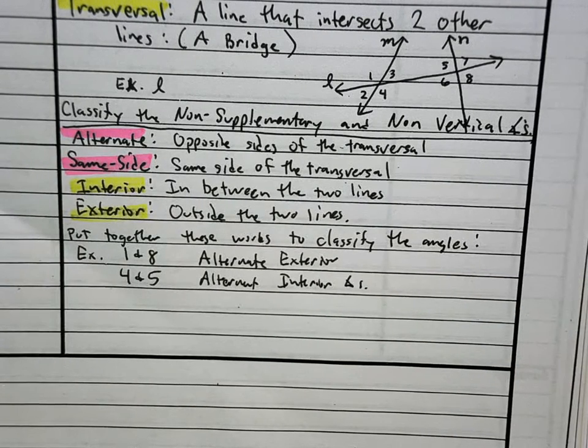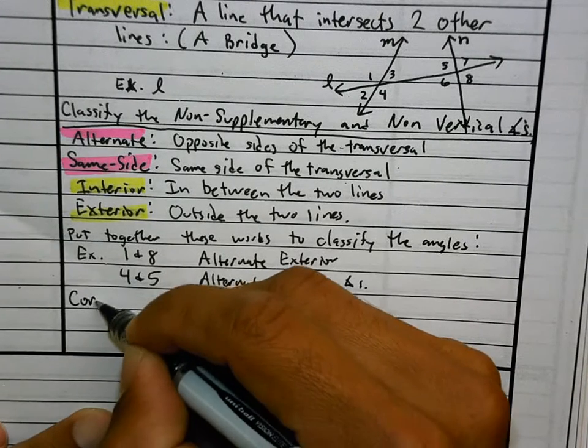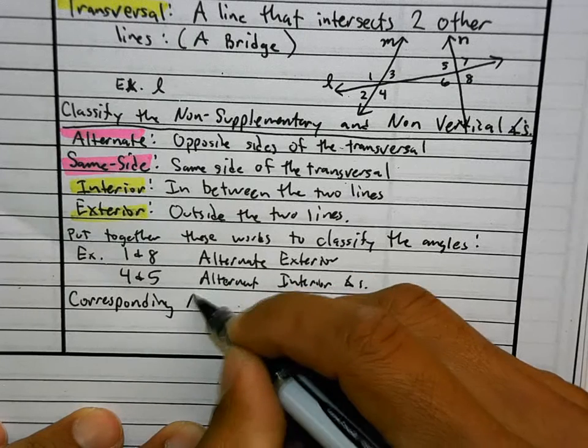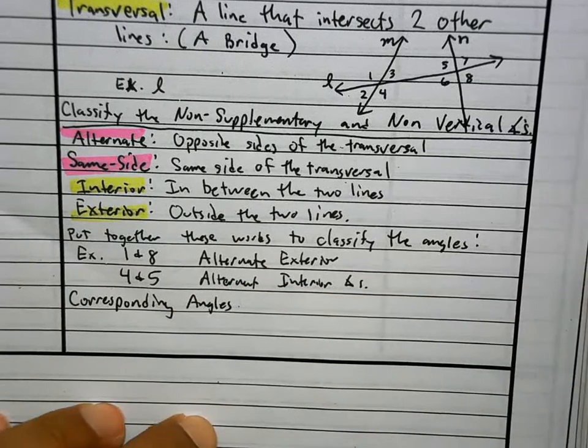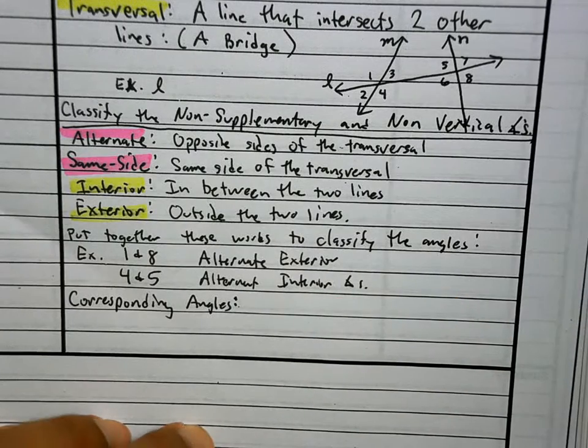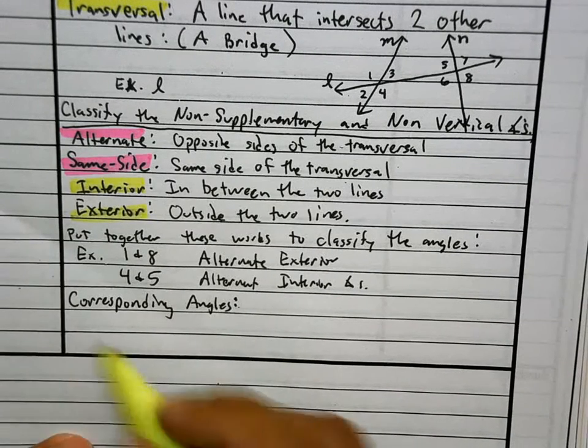The last example that we have is corresponding angles. Mr. Brown, are we going to do examples from the packet? Nope. This is everything you need to know to be able to do the packet. Okay.